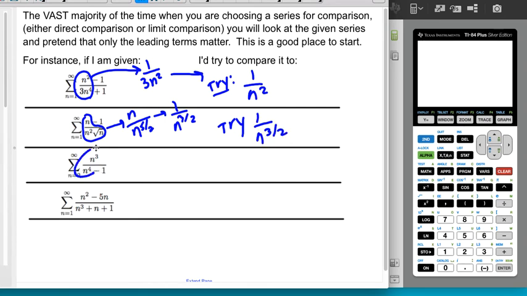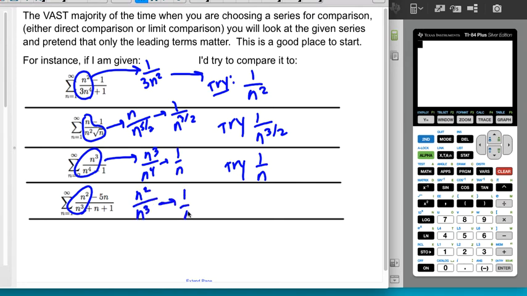When I look at these, I'd be like, oh, hey, I'm going to pretend like only the leading term matters. That would behave like a 1 over n, so that's what I would try. I would try 1 over n, right? If I were looking at these guys, I'd look here and say, oh, I pretend I only care about the leading terms. I would try 1 over n as my comparison. So I'm saying that's a good place to start.